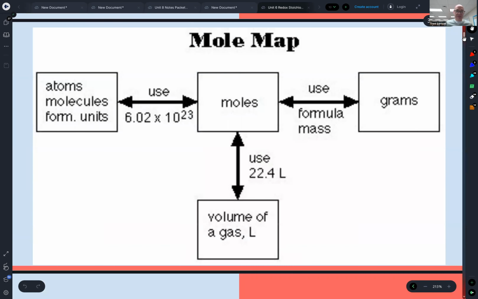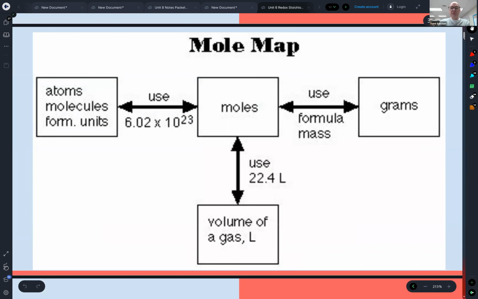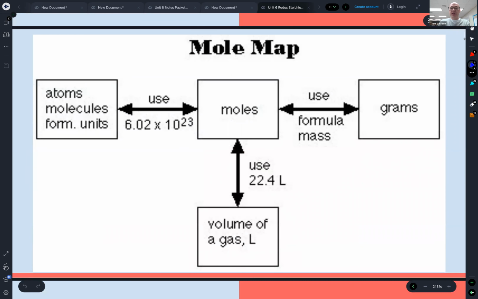So let's take a step backwards and remember a couple of units ago, last year, you talked about how to make these conversions. If we want to go moles to grams, we multiply by the weight off the periodic table. If we want to go moles to liters, we multiply. If we want to go moles to molecules, we multiply. But if we started with grams and wanted to take it into moles, we would divide.